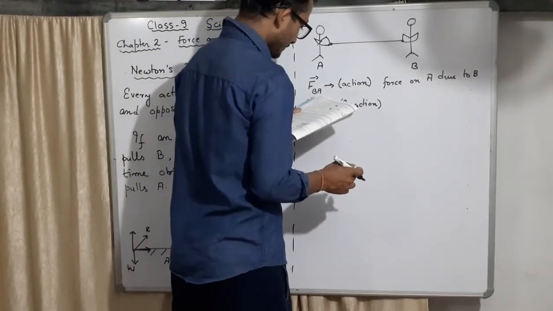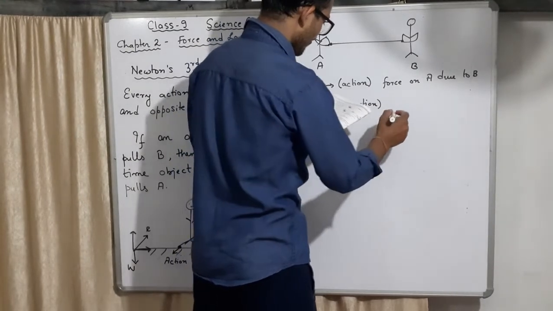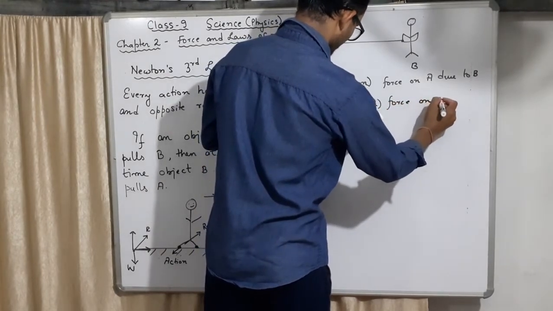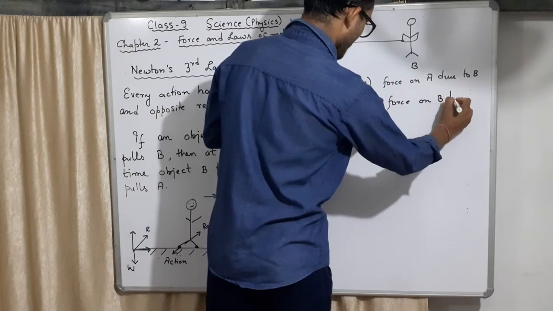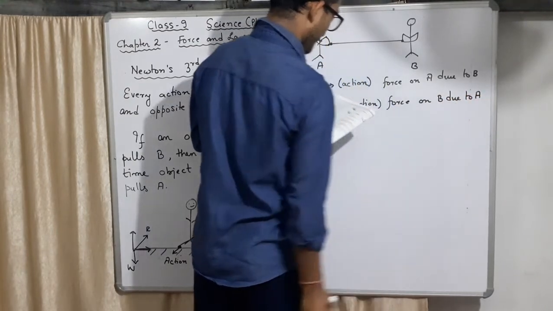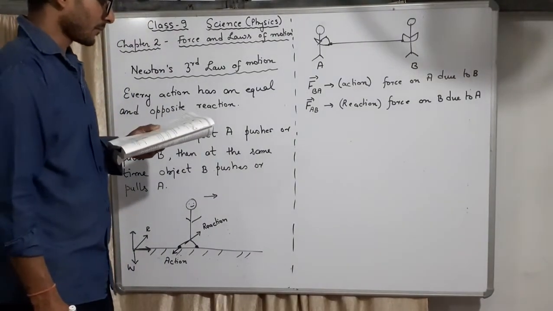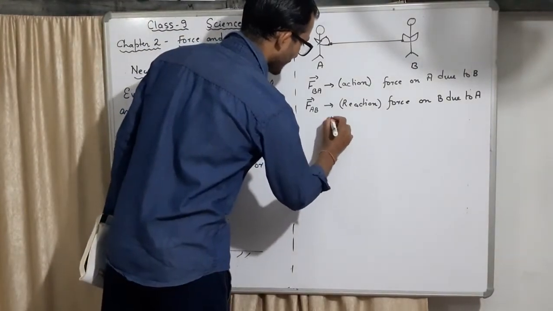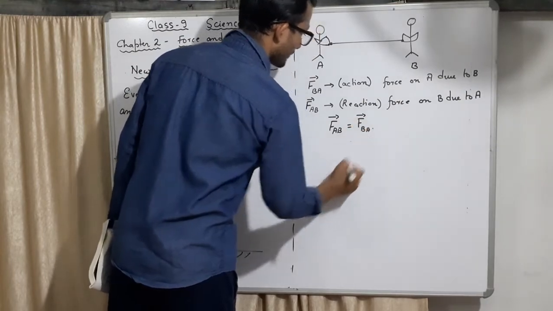A force on B due to A. So these are the symbolic forms of writing this, FAB and FBA. Now this third law says that this FAB will be exactly equal to FBA. This is the meaning of third law, okay?